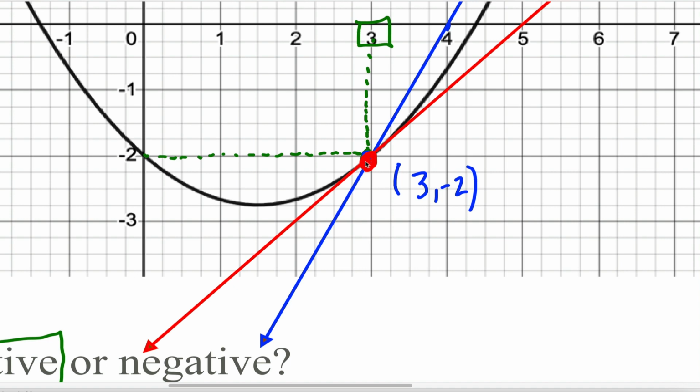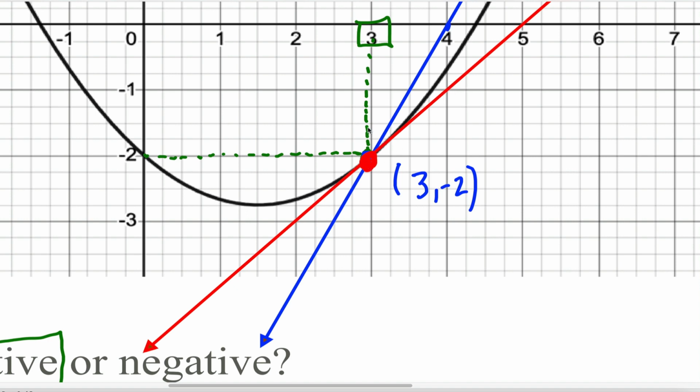So picture 2 different hikers. One hiker hiking along this black trail and one hiker hiking along this red trail. At this instant in time, those hikers are walking up equally steep paths. Earlier in their hike, like over here when x equals 2, the red hiker is working a lot harder than the black hiker. And later in their hike, like over here at x equals 4, the black hiker is working harder than the red hiker because this path is steeper than this path.